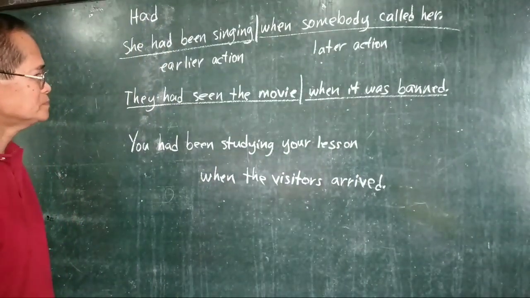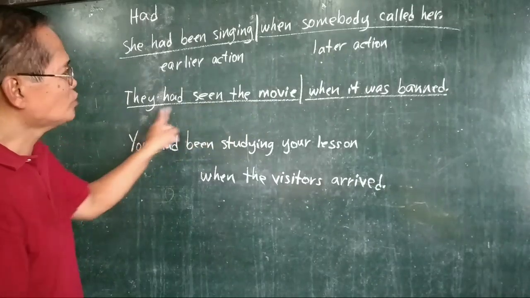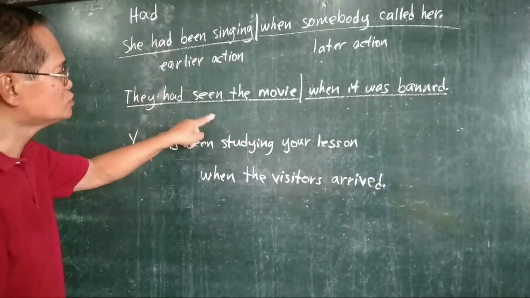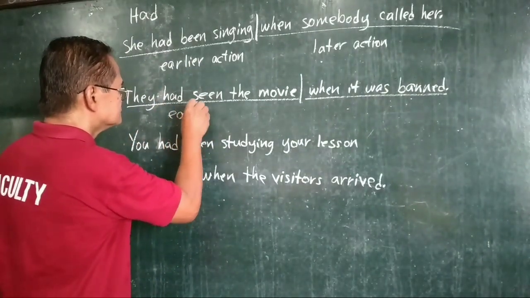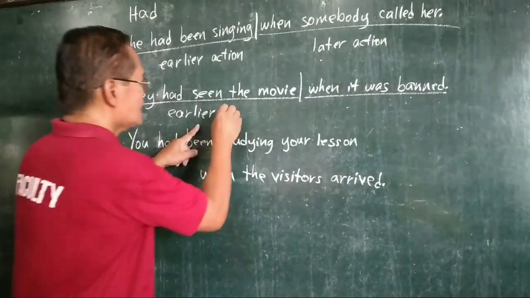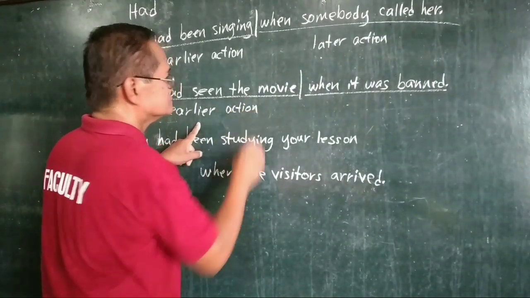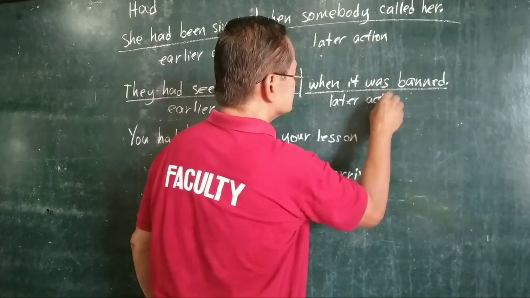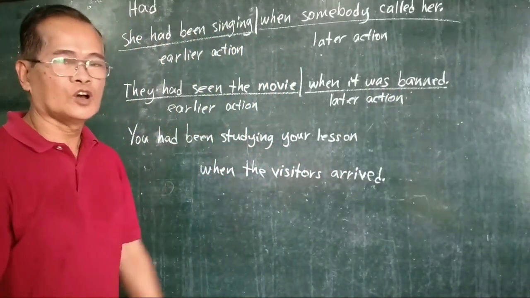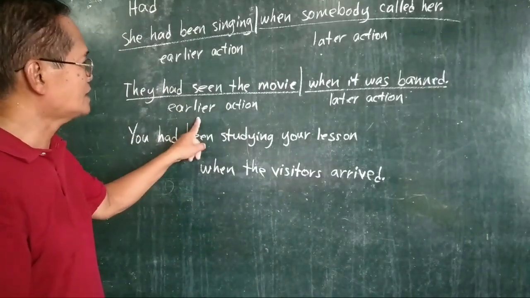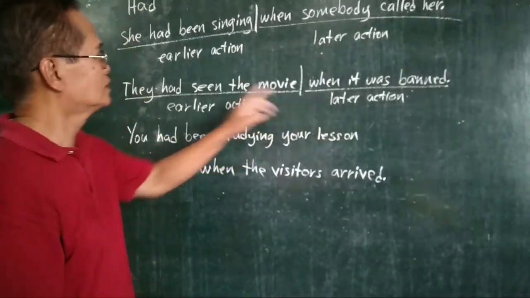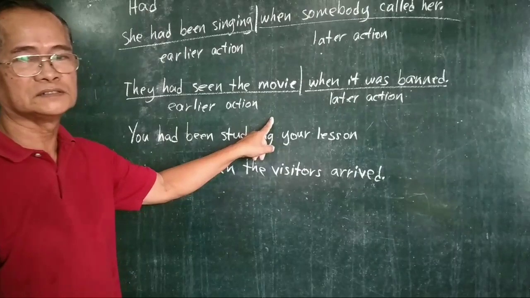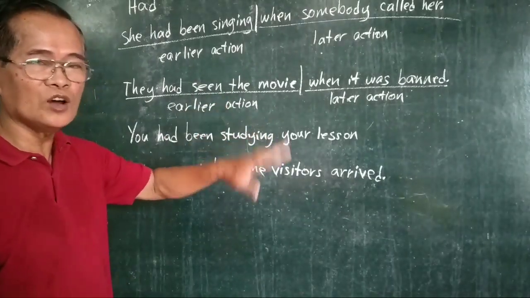Now, if we are going to analyze the sentence, the action happened in the past, but this one is earlier. Earlier action. And this one is later action. So we have two kinds of action, earlier action and later action. But both actions happened in the past in the same sentence. Parehong action ay nangyari noong nakalipas.